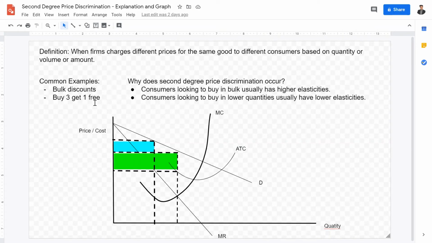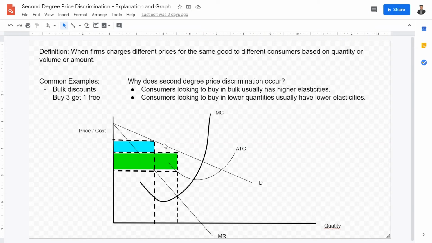So, for example, that is because different consumer groups have different elasticities. For example, when buying in bulk, firms are actually incentivized to sell their goods and products in bulk, because that of course allows them to perhaps decrease advertisement costs, perhaps decrease shipping or packaging costs. But as well, it is also to appeal to the elasticities of the different consumers.